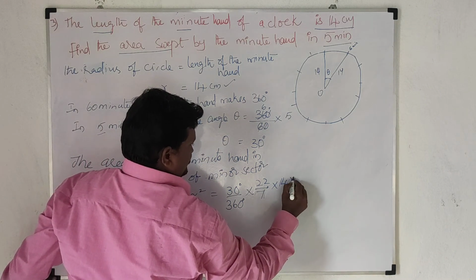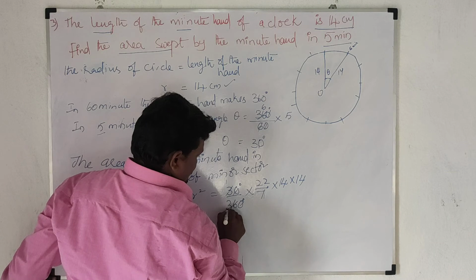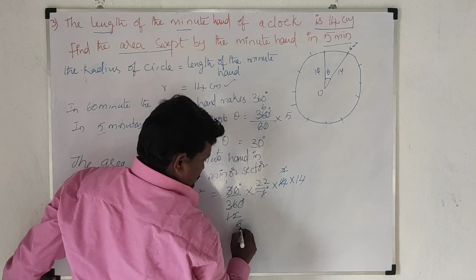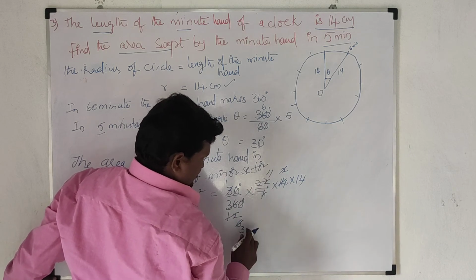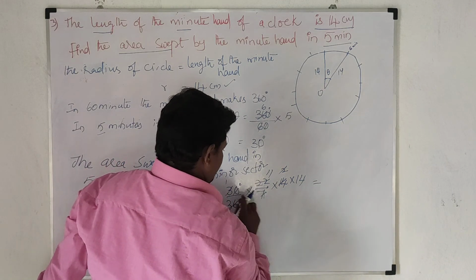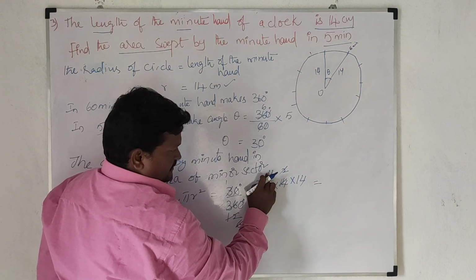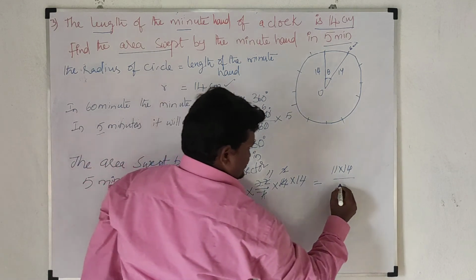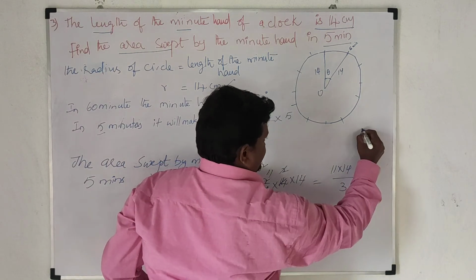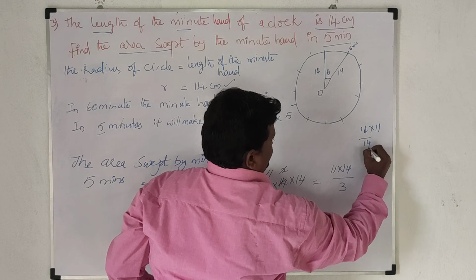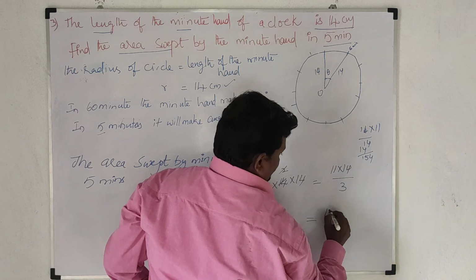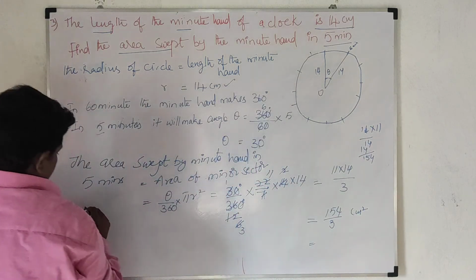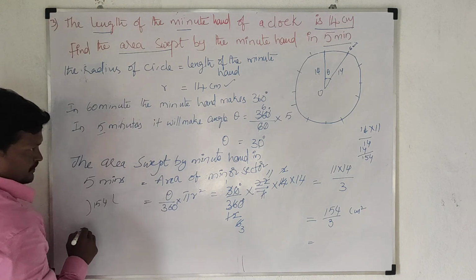That is 14 into 14. The zeros cancel, and we simplify step by step. Now cancellation is not possible further. In the numerator we have 11 into 14 into 14, and in the denominator only 3 remains. So that equals 154 by 3 centimeter squared. Take 154 divided by 3.